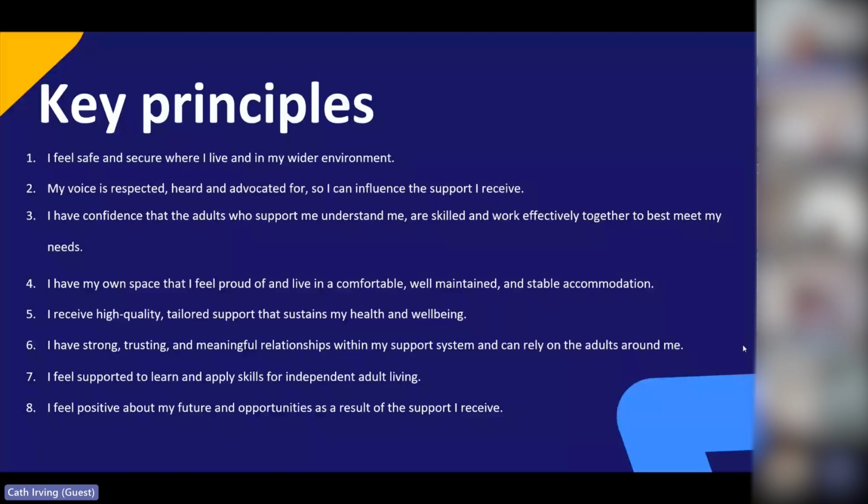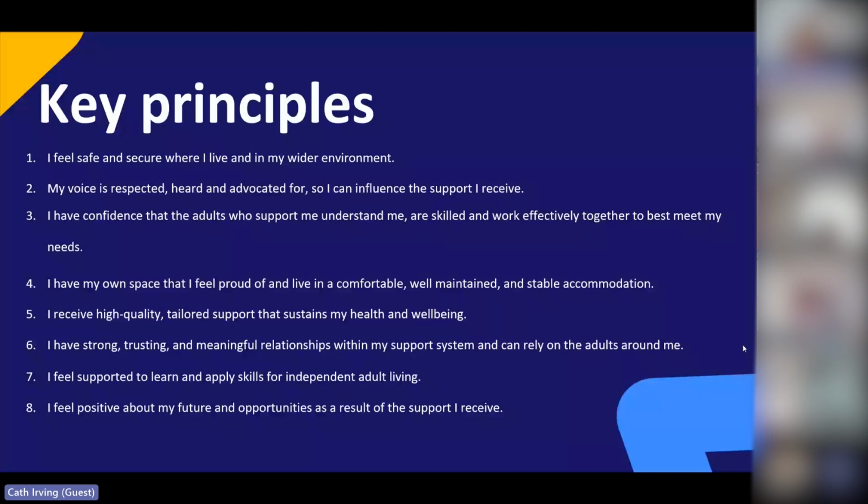I have strong, trusting and meaningful relationships within my support system and can rely on the adults around me. I feel supported to learn and apply skills for independent adult living, and I feel positive about my future and opportunities as a result of the support I receive.